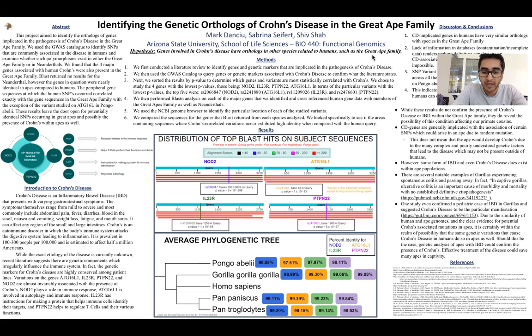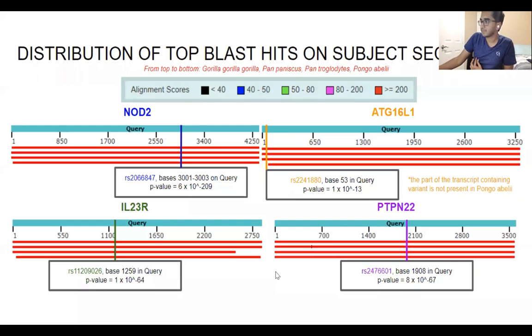We then performed a BLAST analysis of each of these four genes onto the great ape family. Finally, we used the NCBI genome browser to identify the location of the variant in human genes to direct us to where in the ape gene a potential variant could emerge to cause Crohn's disease.